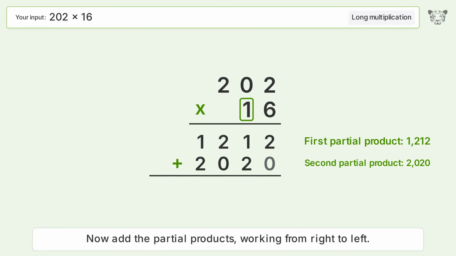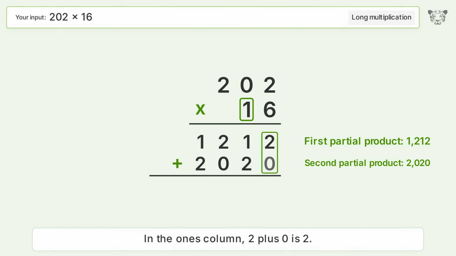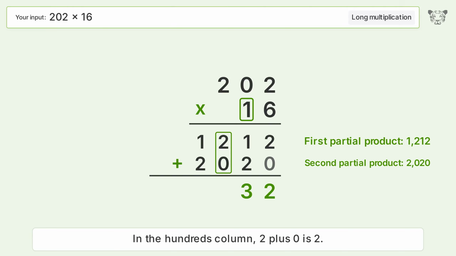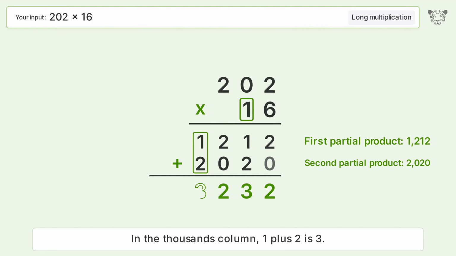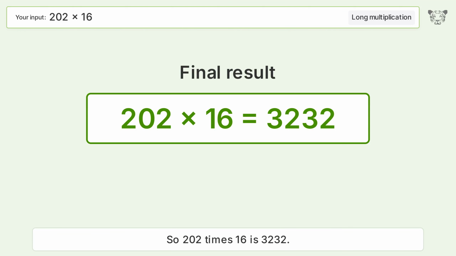Now add the partial products, working from right to left. In the ones column, 2 plus 0 is 2. In the tens column, 1 plus 2 is 3. In the hundreds column, 2 plus 0 is 2. In the thousands column, 1 plus 2 is 3. The whole product is 3232. So 202 times 16 is 3232.